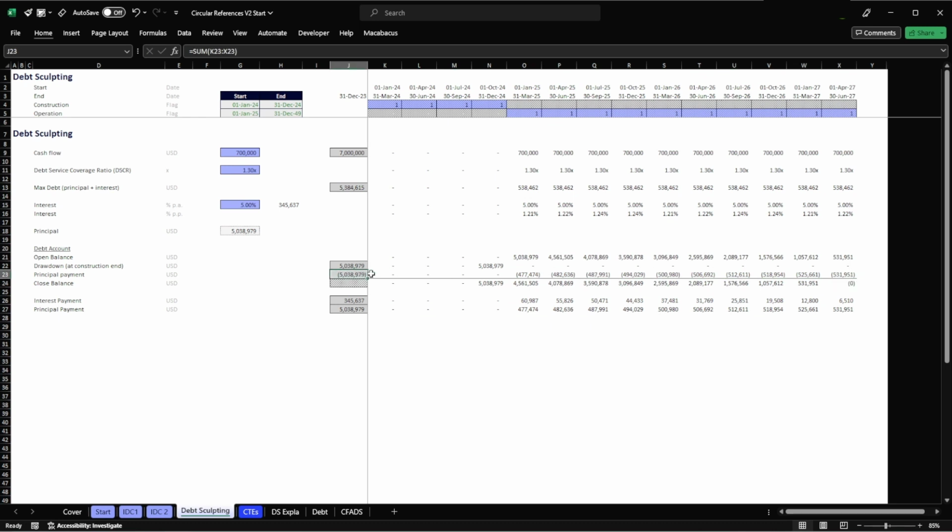And the total amount that we have paid is the $5.38 million, which is exactly the same number here. And the total interest we calculated is the same number here, $345,000. So everything looks good, and we have our debt sculpting, correct? What do you think? It is correct, but not so much.